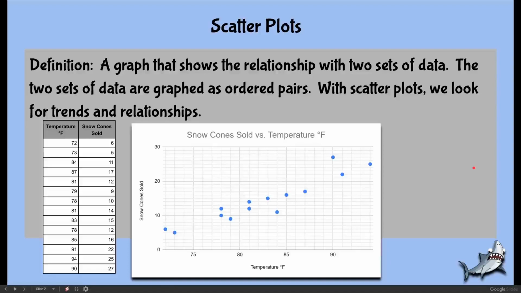It's a graph that shows the relationship with two sets of data. The two sets of data are graphed as ordered pairs. With scatter plots, we look for trends and relationships. And don't let that freak you out.